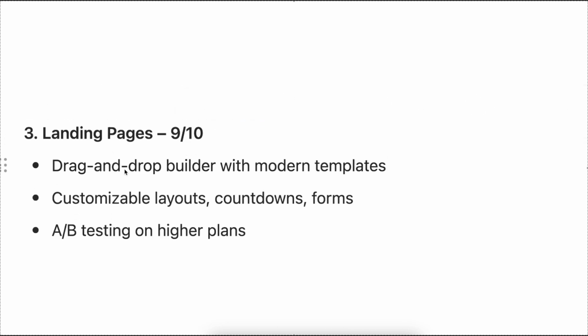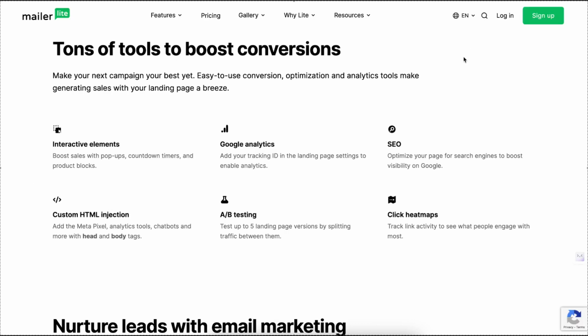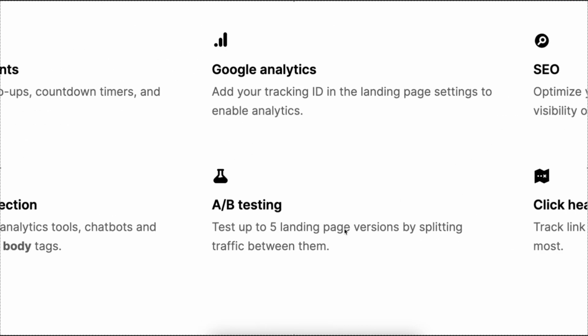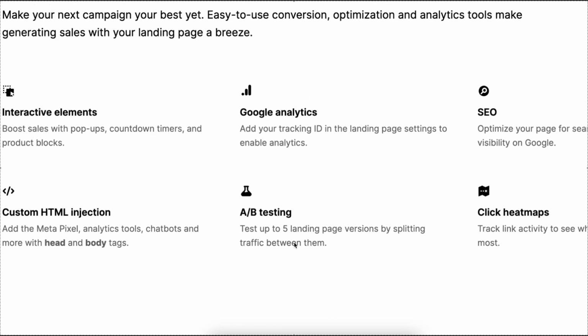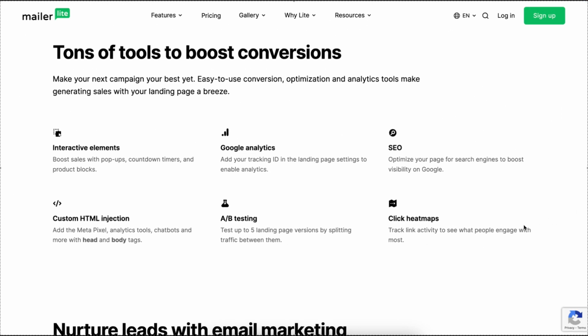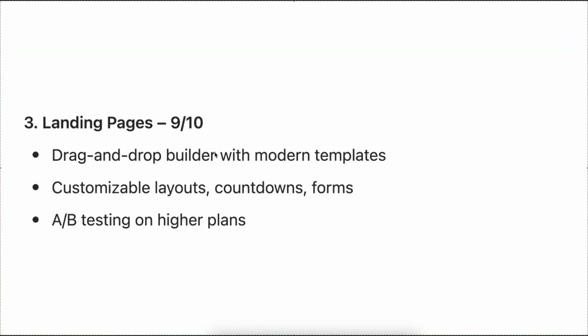When it comes to landing pages, they have a drag and drop builder. You can create some really nice designs. You can customize a bunch of stuff, all the layouts, countdowns, forms, and they actually have some very advanced features as well. They have A/B testing, which is usually only found in sales funnel builders, so it's very surprising that email marketing software has this. You also have all the SEO capabilities, Google Analytics. You even have heat maps. Honestly, it's very, very advanced. So I will give it a 9 out of 10.